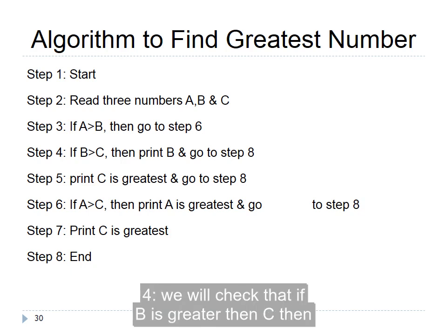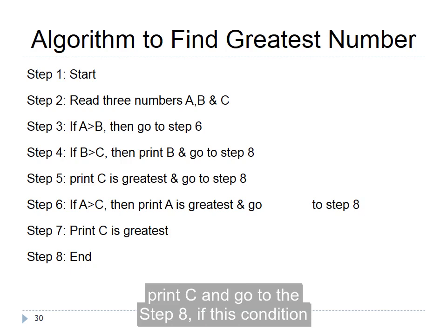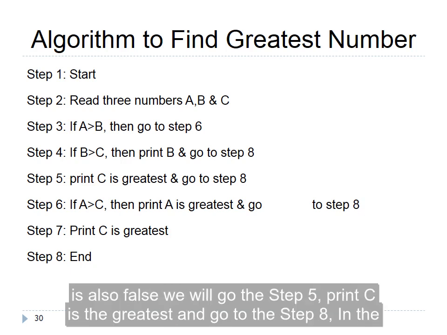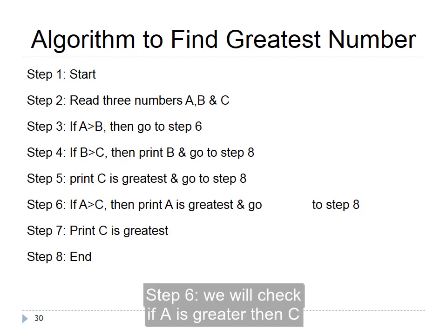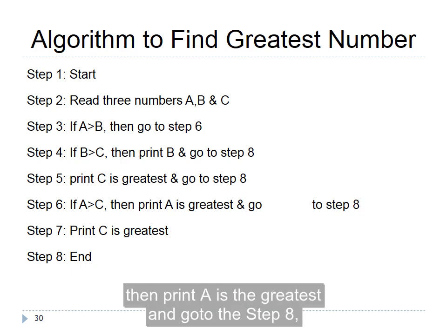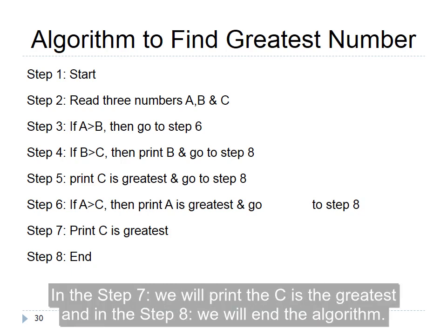In step 4, we will check if B is greater than C, then print B and go to step 8. If this condition is also false, we will go to step 5. Print C is the greatest and go to step 8. In step 6, we will check if A is greater than C, then print A is the greatest and go to step 8. In step 7, we will print C is the greatest, and in step 8, we will end the algorithm.